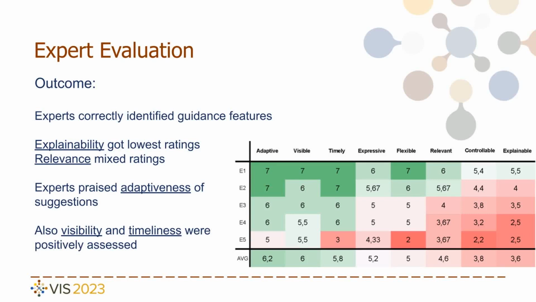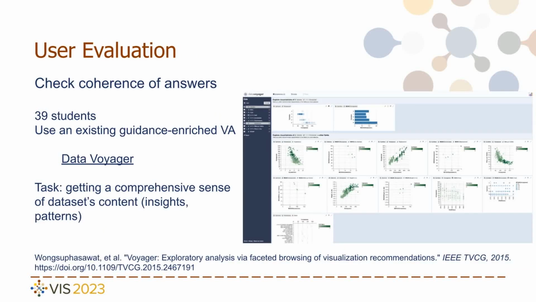In summary, the experts identified and evaluated correctly the different guidance features. The explainability of the guidance got the lowest ratings. The relevance got mixed ratings. Experts praised the adaptiveness of the suggestions, and also visibility and timeliness of the guidance were assessed in a positive manner. With the user evaluation, we wanted to check the coherence and reliability of the given answers.